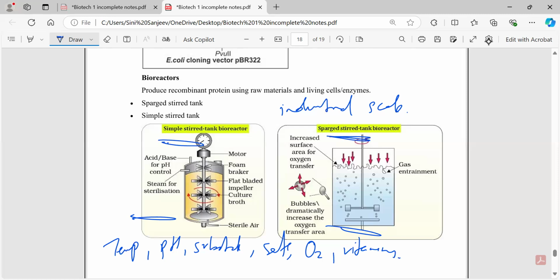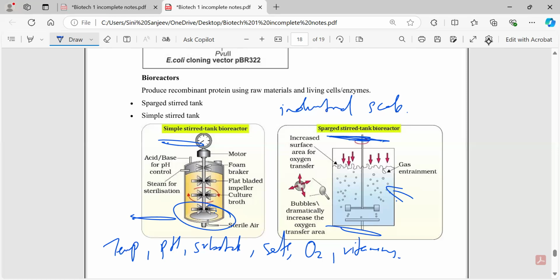A stirred tank bioreactor is usually cylindrical, as you can see over here, with a curved base. It facilitates the mixing of the contents by using a stirrer, hence the name stirred tank bioreactor. But in a sparged stirred tank bioreactor, along with the stirrer, you will be providing sterile air inside. Basically those are agitator systems, where on one hand it stirs using a stirrer and it also provides whatever oxygen is needed.